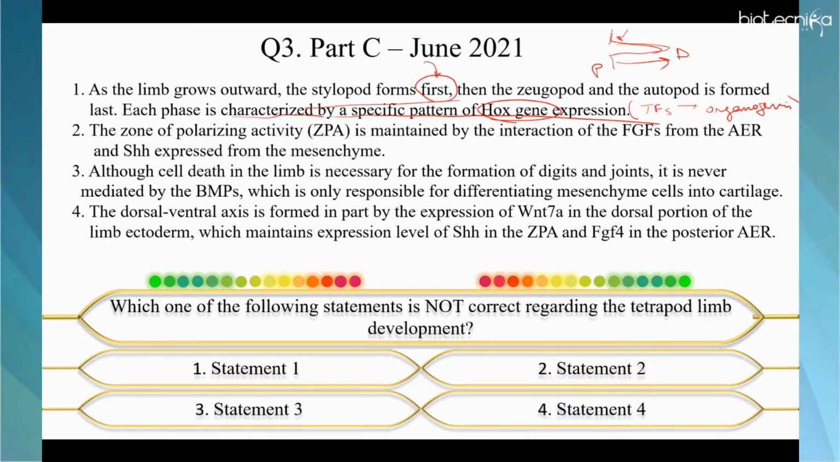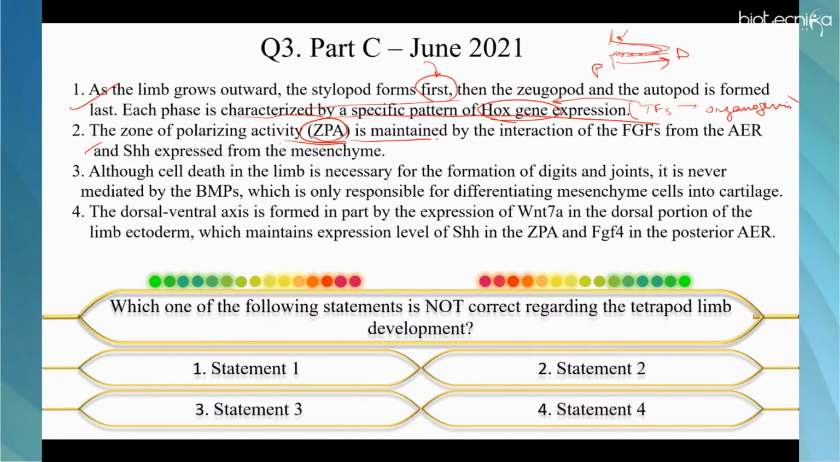Let's take the fingers. What kind of transcription factor is required? There are some specific Hox genes which are exclusively expressed in only the regions where they're supposed to form that organ, right? So this is one statement. Second is zone of polarizing activity. It is ZPA. It's a region present in the limb bud, and as the limb extends, the ZPA also continues with the limb outgrowth.